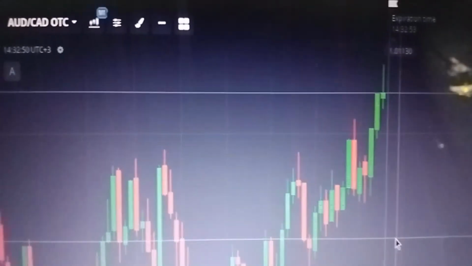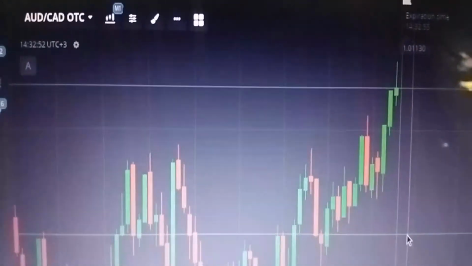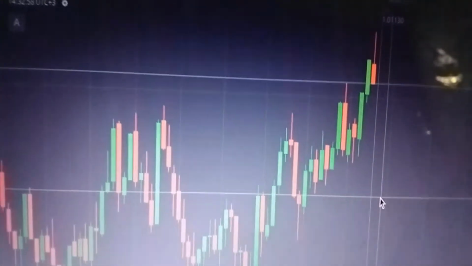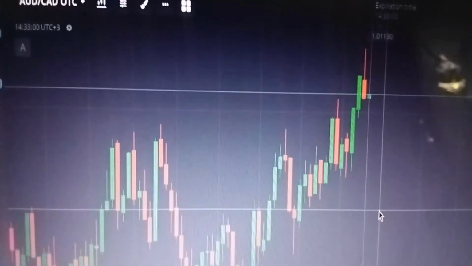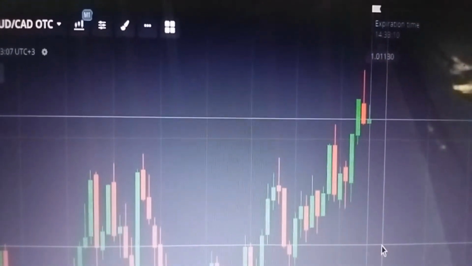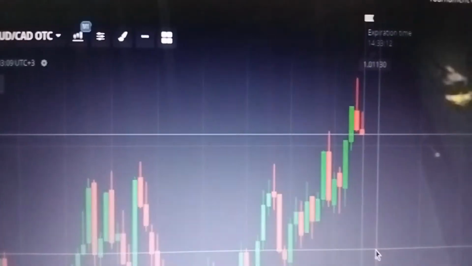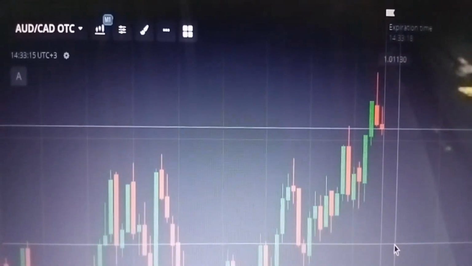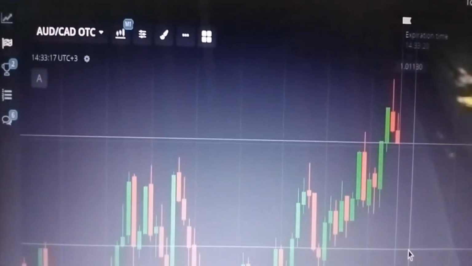So this is Black Box, and today we will be doing what we always have done. Today we will delve into market structure and how we can use market structure to trade the markets, including commodities, crypto, currency, futures, all the markets.